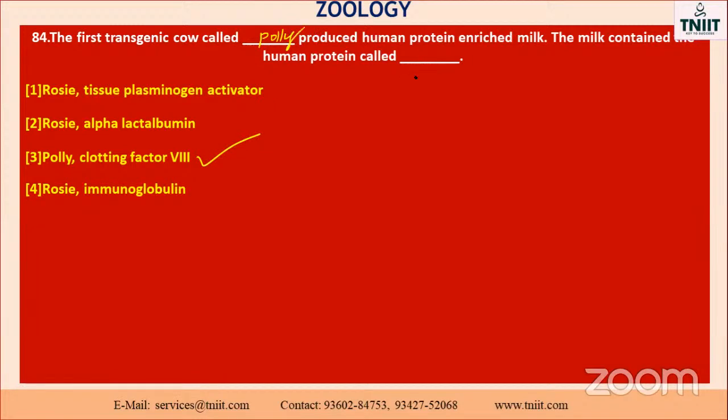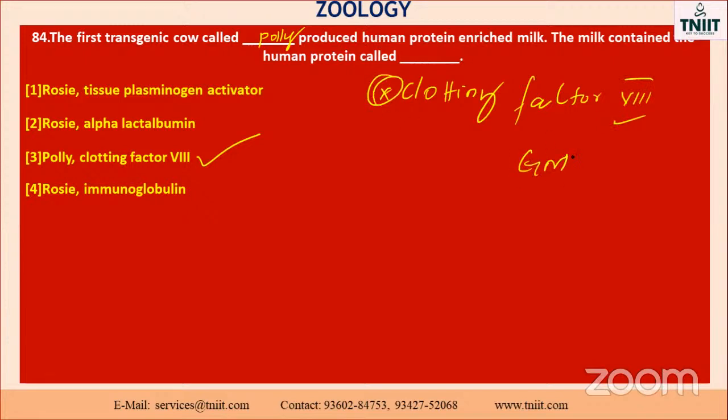And also this one is called clotting factor 8, GMO. So clotting factor 8, already in our GMO, genetically modified organism. So this is a very, very important one.